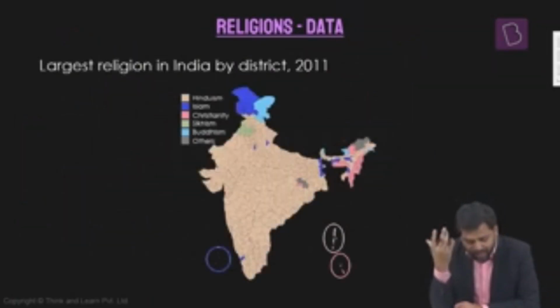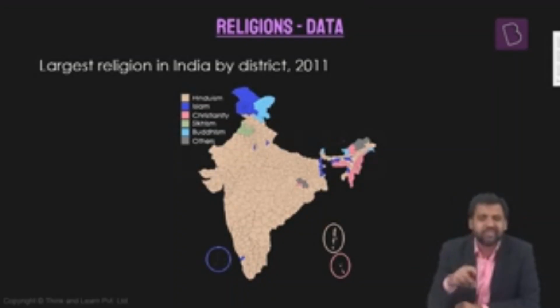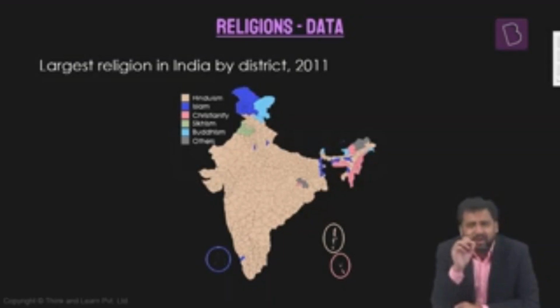One illustration that we had is data converted into a map. This is the data at district level. All these small areas and regions that you can see are different districts in India. And what has been done here is some form of color coding: in which district, which religious group has a majority?